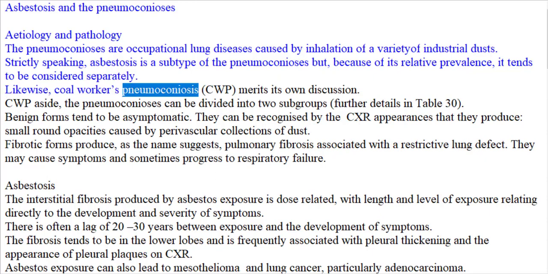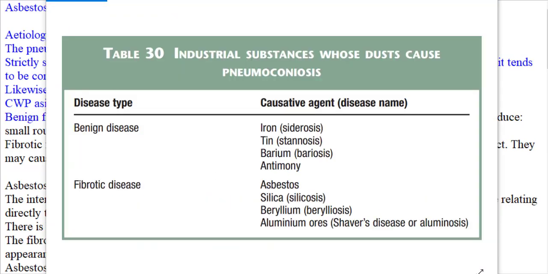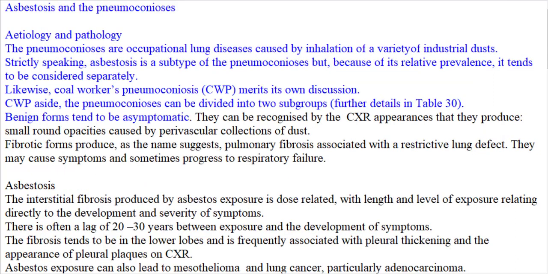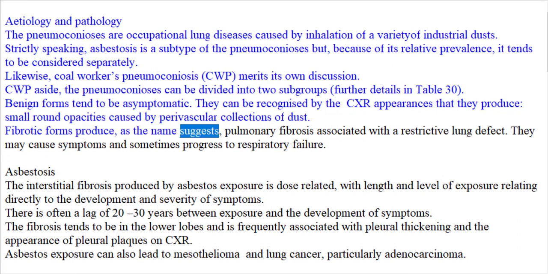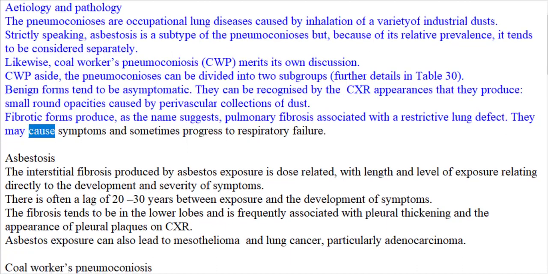Likewise, coal workers' pneumoconiosis, CWP, merits its own discussion. CWP aside, the pneumoconioses can be divided into two subgroups, further details in Table 30. Benign forms tend to be asymptomatic. They can be recognized by the CXR appearances that they produce, small round opacities caused by perivascular collections of dust. Fibrotic forms produce, as the name suggests, pulmonary fibrosis associated with a restrictive lung defect. They may cause symptoms and sometimes progress to respiratory failure.